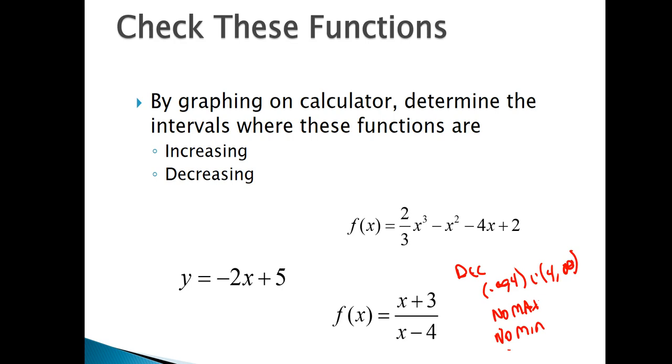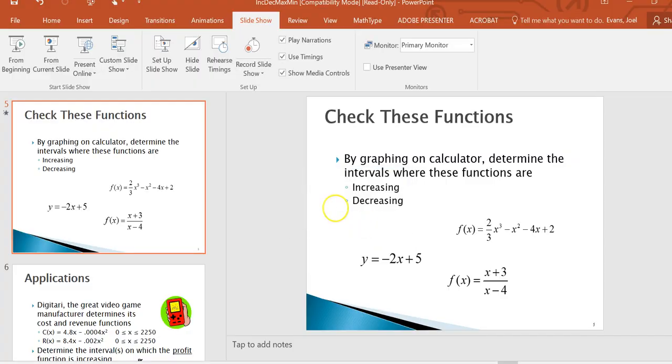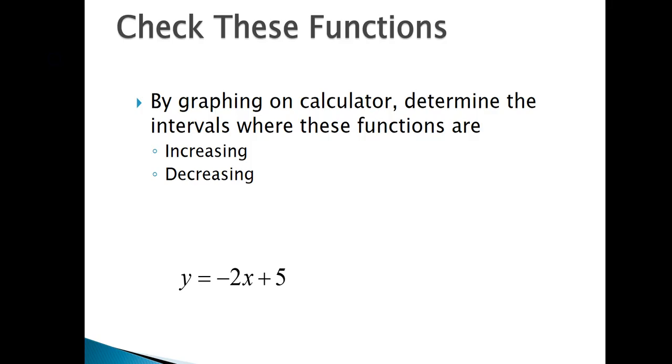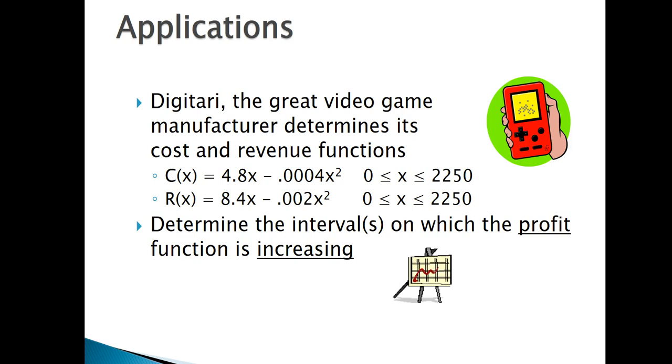All right, let's take a look at an application for this now. Let's go back and do that one more time. All right, so here's an example. A long time ago, Atari, a great video game manufacturer, determined the cost and revenue functions. The cost function is given to you there, the revenue function given to you there.